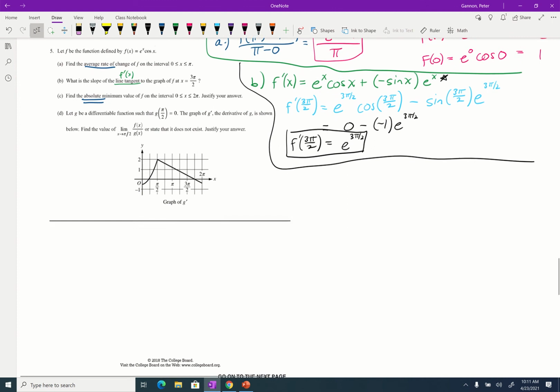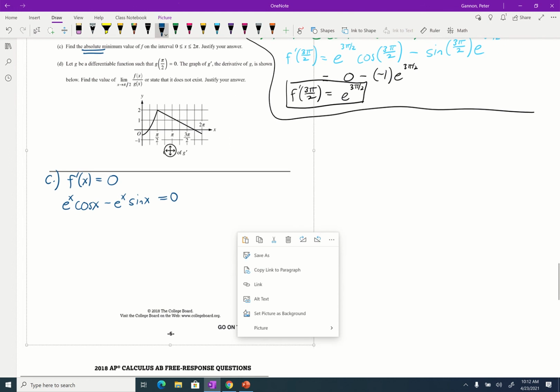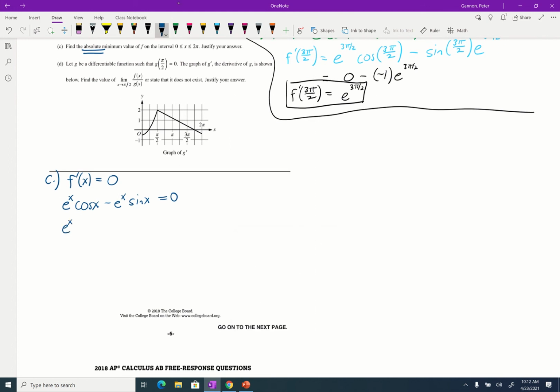So we need to know for part C when f prime of x is equal to 0. So we found f prime of x, which is e to the x cosine of x minus e to the x sine of x. And we want that to equal 0. So some things we can do quickly is we can factor out the e to the x. So e to the x is taken out, and you have cosine of x minus sine of x, and that needs to equal 0.